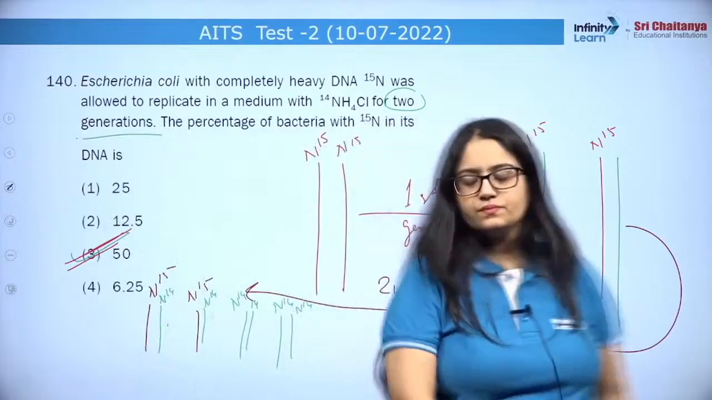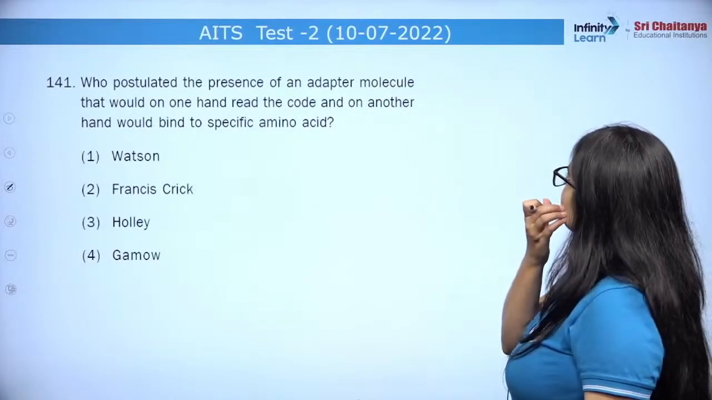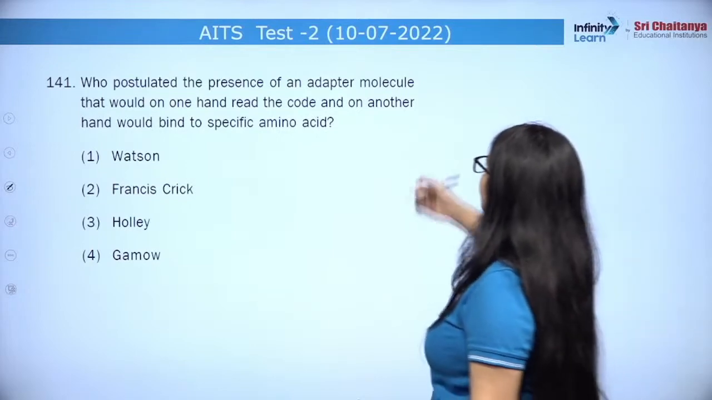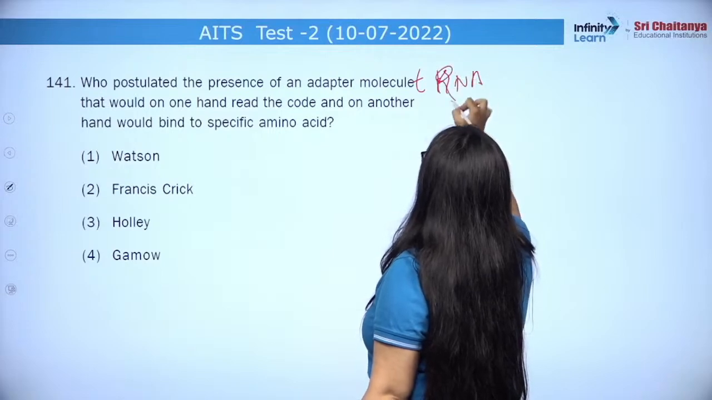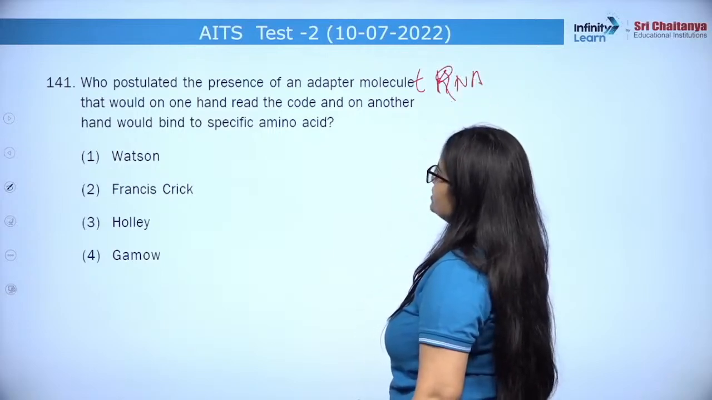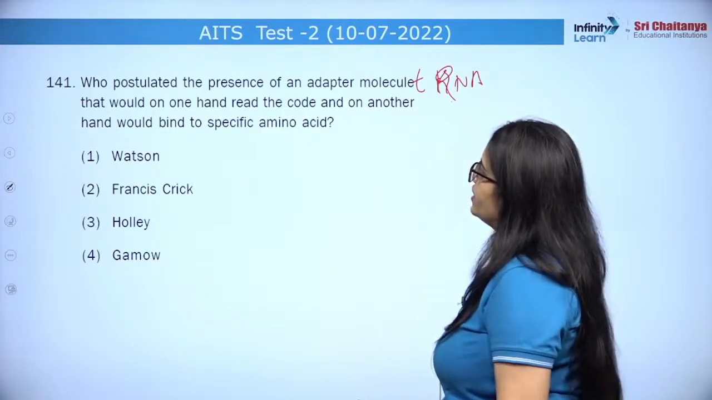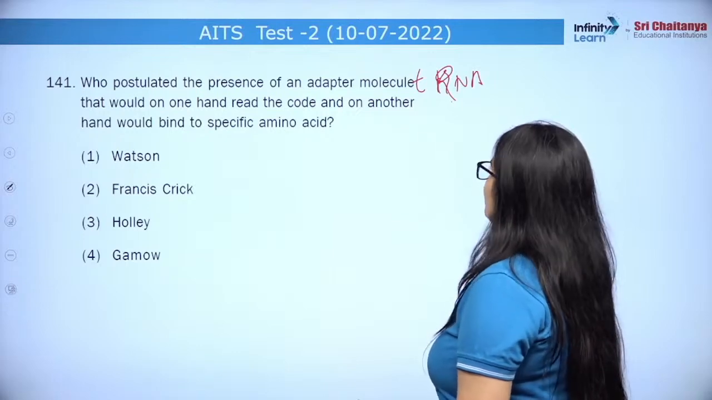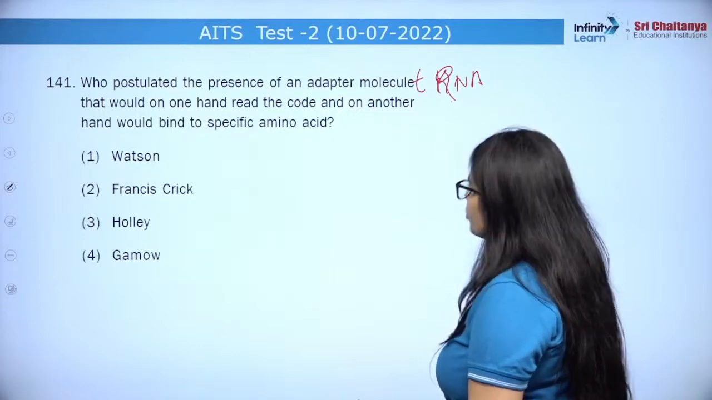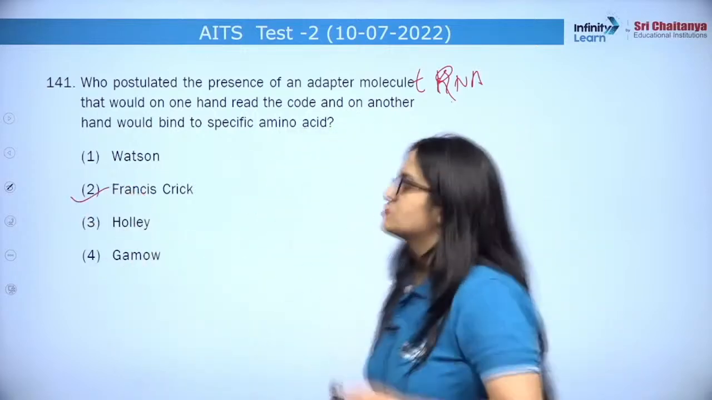Next question. Who postulated the presence of an adapter molecule? The adapter molecule is your tRNA, right? So who postulated the presence of tRNA that would, on one hand, read the code and, on the other hand, bind to the specific amino acid? The presence was postulated by Francis Crick. Pure NCERT question, Francis Crick.